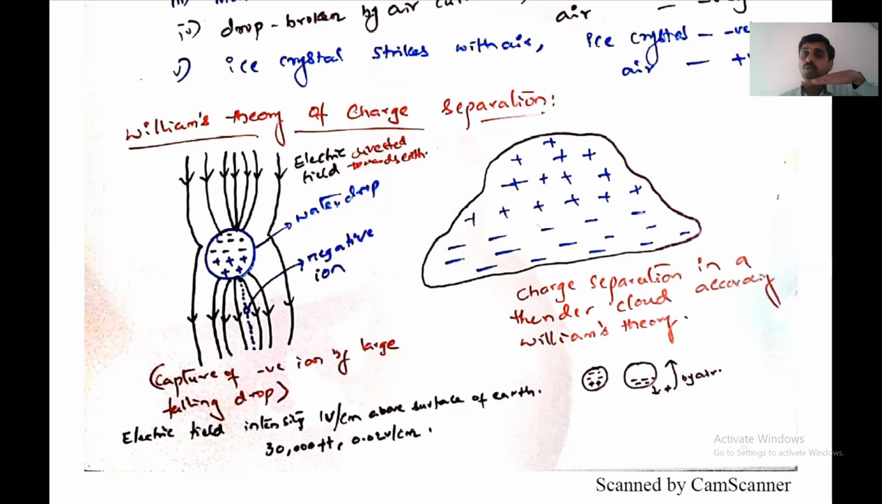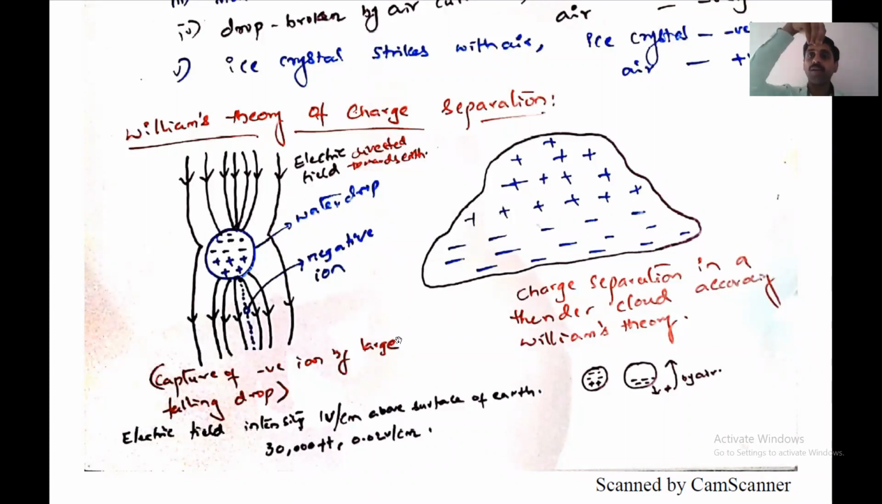Once we move upward towards the cloud, what happens? This electric field intensity is reduced. At 30,000 feet, it is 0.02 volts per centimeter. Near the ground, there will be more electric field intensity. So let us take a raindrop falling like this; it is polarized because there are ions and so on.